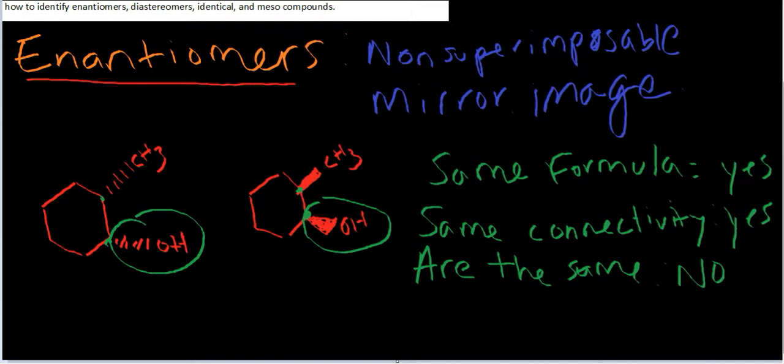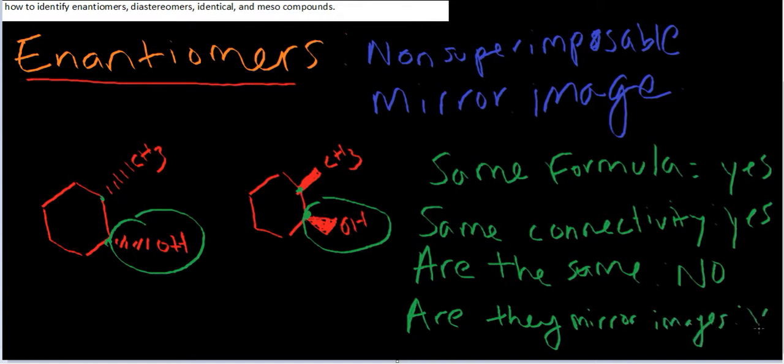The fourth and last question: are they mirror images? Yes. If you take a mirror directly down here and face them towards each other, they would be mirror images. I'll try to draw a mirror, but they would be mirror images. But the thing is, they're non-superimposable mirror images.